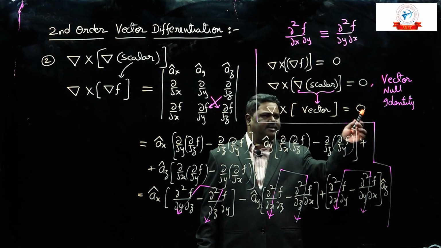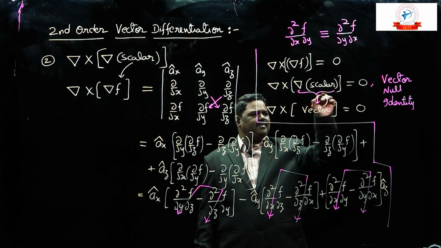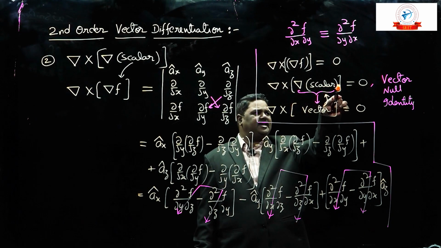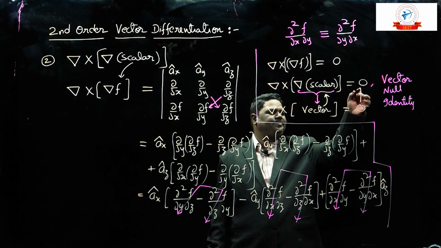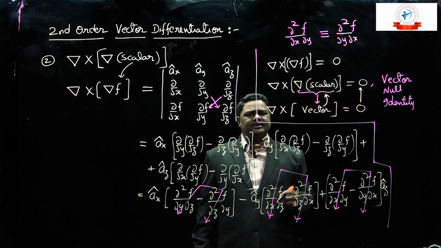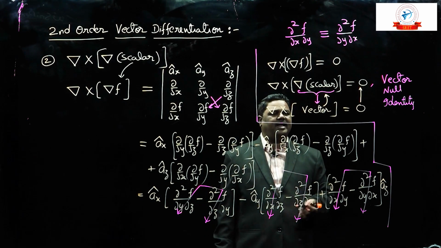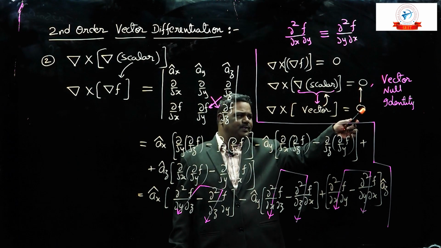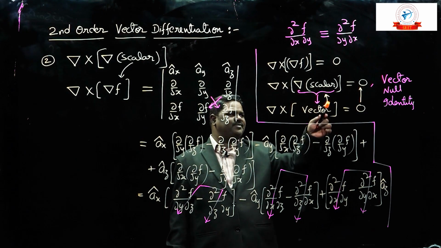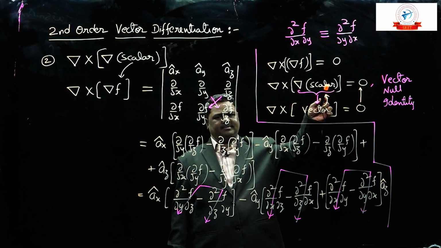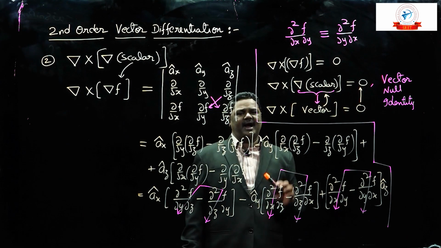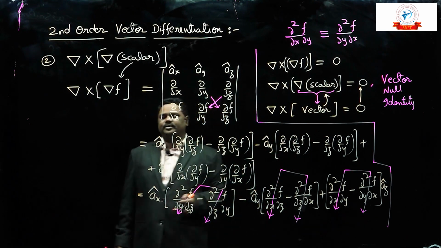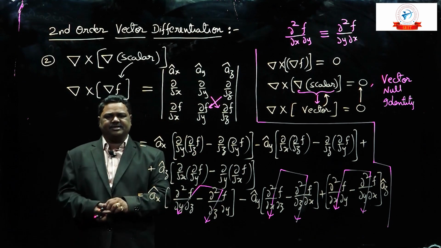these results, the vector can also be replaced with the gradient of a scalar. Then it becomes a null identity, and the results remain the same. So another form of statement for null identity is that if curl of any vector is 0, then the vector can be replaced with gradient of a scalar according to null identity. This is another form of statement. So this is the second valid second order differentiation.